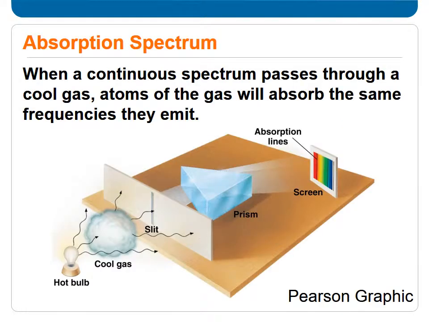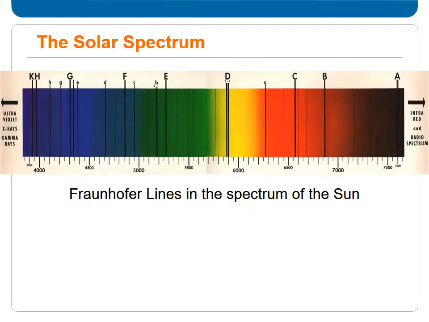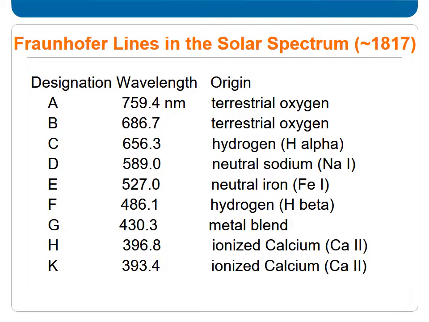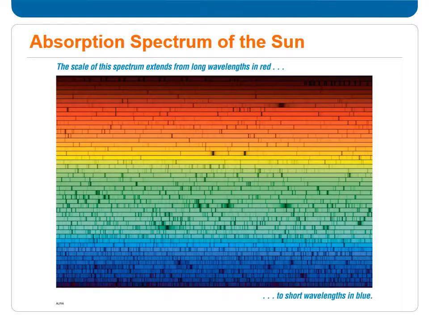to single atoms. When a continuous spectrum passes through a cool gas, atoms of the gas will absorb the same frequencies they emit. The sun emits a continuous spectrum, but the sun is surrounded by cooler gases that make up its atmosphere. Astronomers study the solar spectrum to see what chemicals exist in its outer atmosphere. In 1817, it was determined that the sun had hydrogen, sodium, iron, calcium, and other metals in the atmosphere. The entire spectrum has many, many lines.